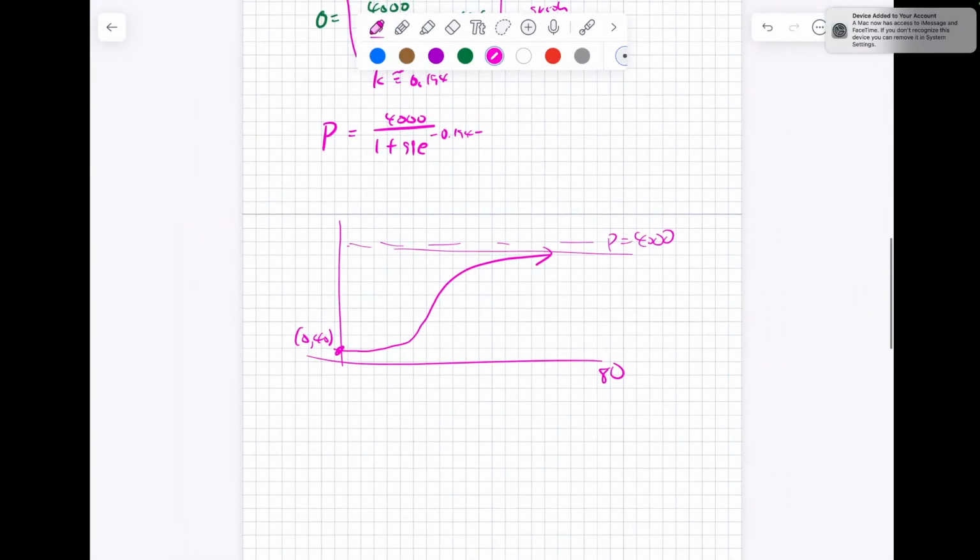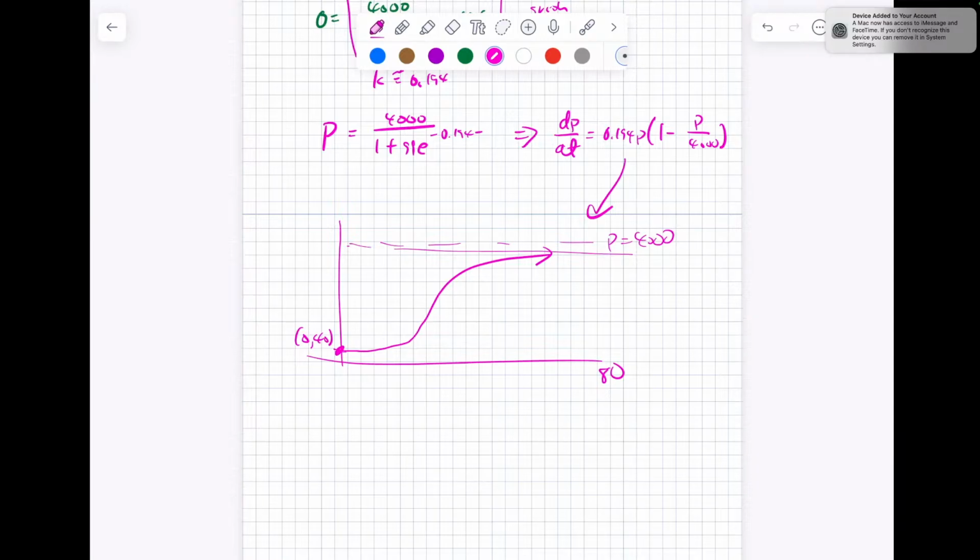Because of this, you can actually rewrite the differential equation, right? The differential equation is going to be K P, which is 0.194 P, times 1 minus P over 4,000. So that will be the differential equation. If you graph this, it will look like this. We'll have a bunch of dots with all the slope fields, and there's only one dot going through 0, 40. If you follow a dot, it's eventually going to go to 4,000.